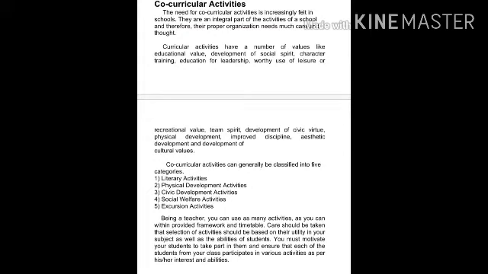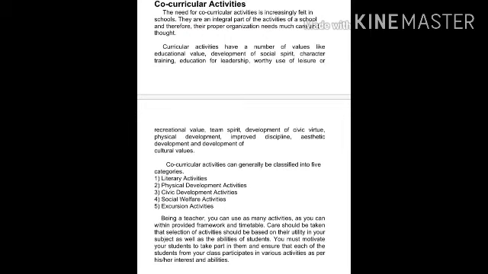Co-curricular activities can generally be classified into 5 categories. First one is literary activities, second one is physical development activities, third one is civics development activities, fourth one is social welfare activities, and last one, fifth one is excursion activities.